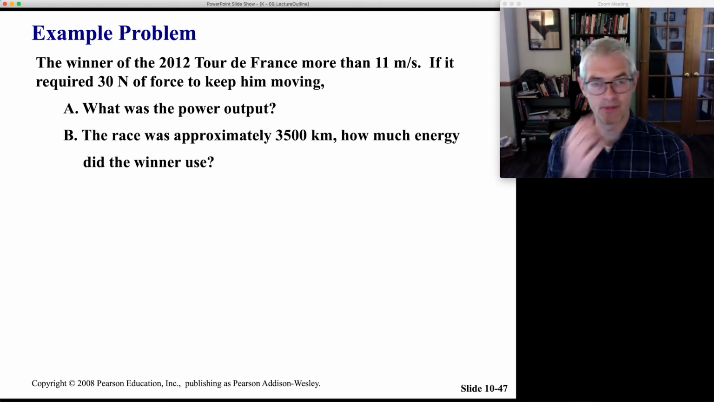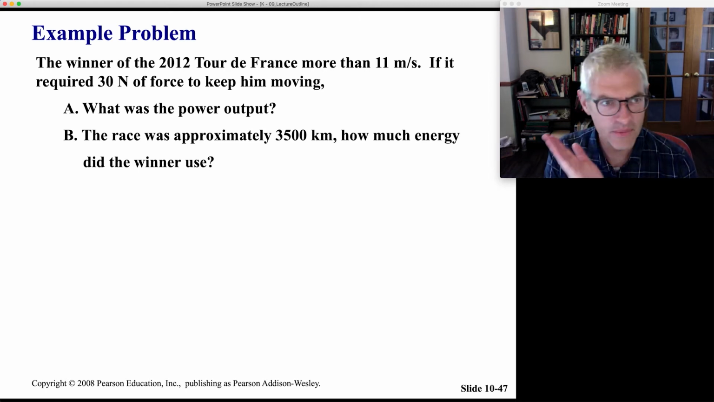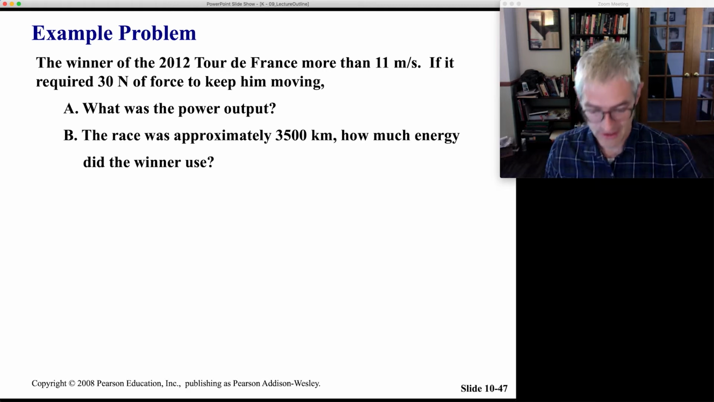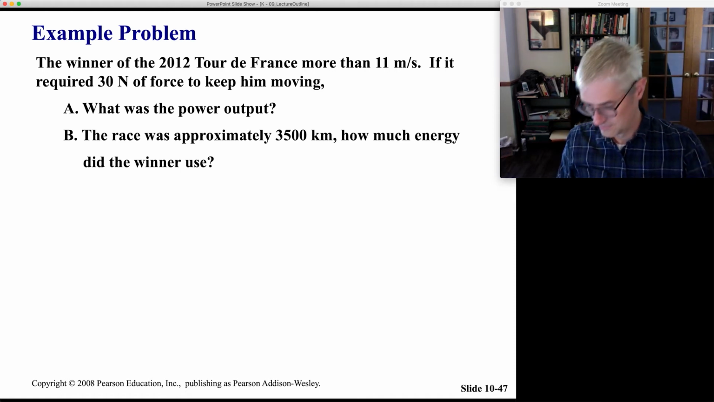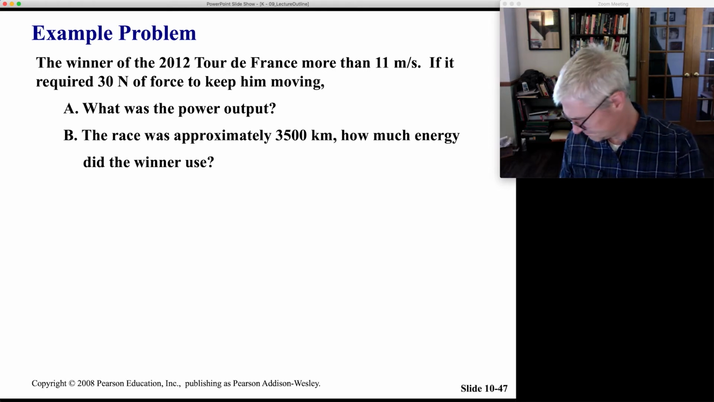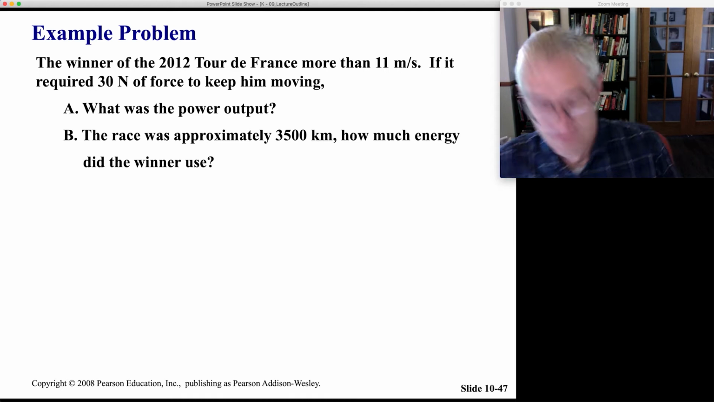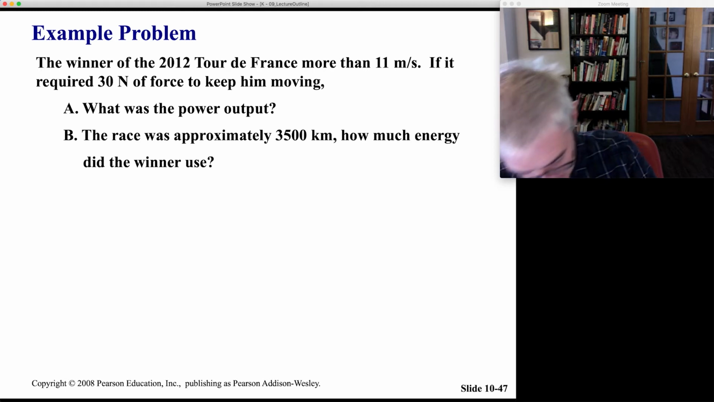How much power is that person's body having to supply to move them forward at 11 meters per second with 30 newtons of force? And then we want to answer another question. If the race is 3,500 kilometers, how much energy did the winner use to do this? So, winner of the 2012. So you're looking at the power.